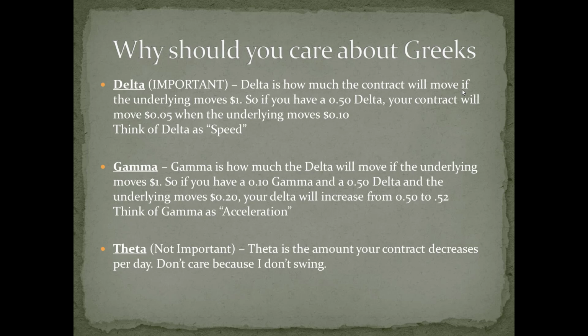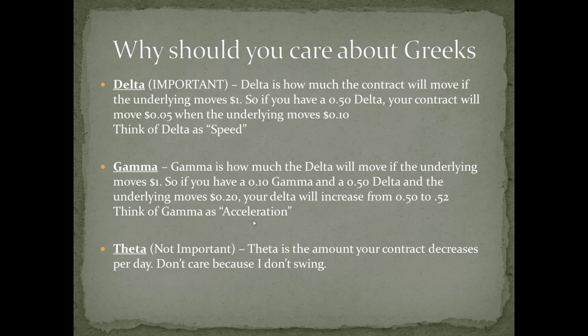so you can maximize gain. That brings us to the next Greek, which is gamma. Gamma is how much the delta will move if the underlying moves $1. So if you have a 0.10 gamma and you have a 0.5 delta and the underlying moves 20 cents, your delta will increase from 0.5 to 0.52. All right, because per dollar underlying move, you get a 0.10 increase on the delta. So if the underlying moves 10 cents, you get a 0.01 increase on the delta. So being that it moved 20 cents, it goes from 50 to 52.